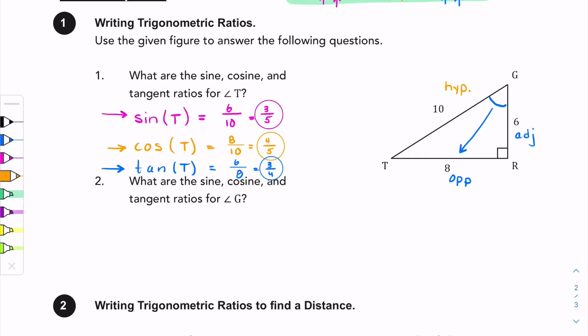So press pause on your video again, try to complete number 2, and come back to check your answer against mine. Make sure when you write your final answer it is in its simplest form or its simplest fraction form.